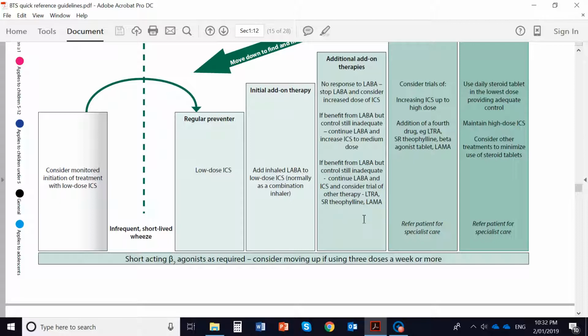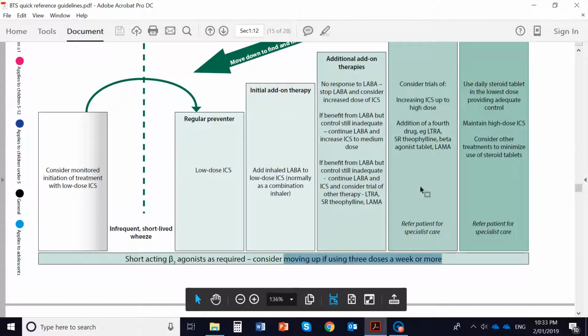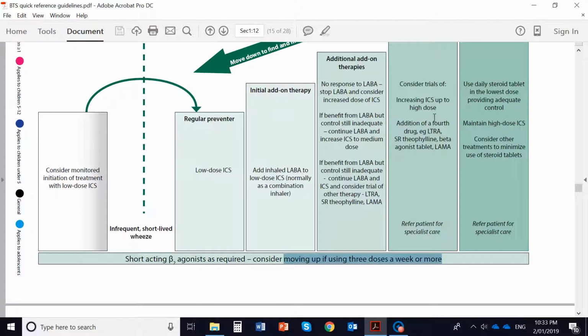You basically use that, but once you are at this stage, it's probably better that you start referring people to a specialist, especially after they are on any of these three options and they are still having symptoms or more use of Ventolin, three times a week or more. After that, you'll basically just have the highest possible dose of inhaled corticosteroid.